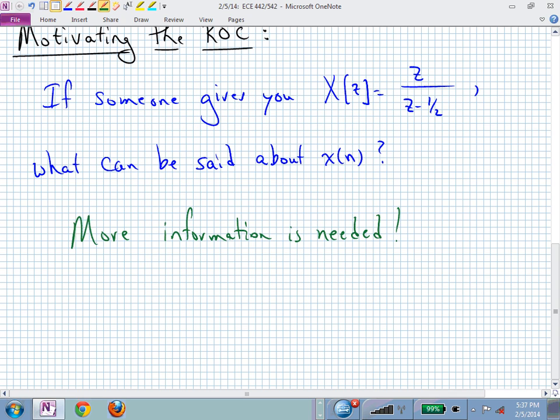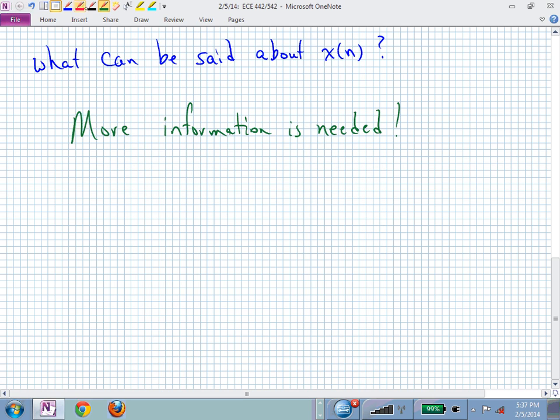So let's look at this issue based on this concept of needing more than just the transform to get back the time domain waveform little x of n.